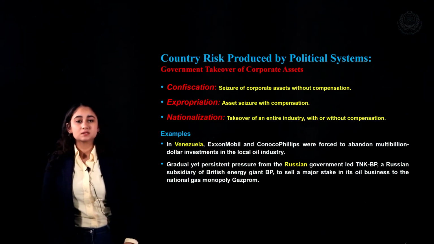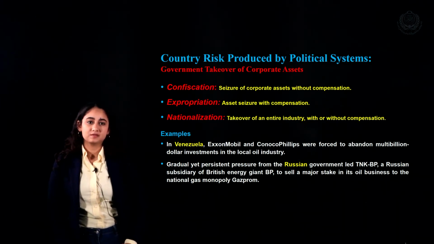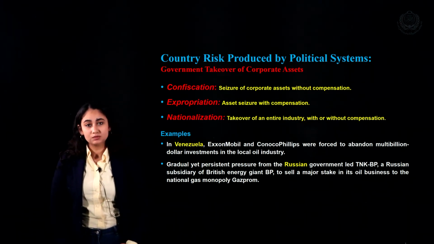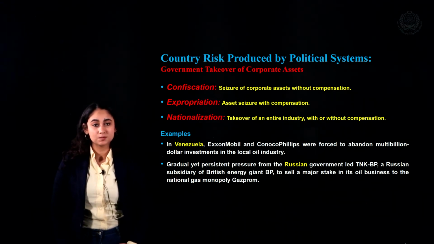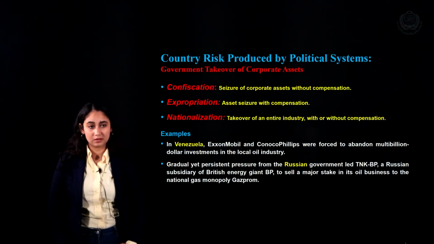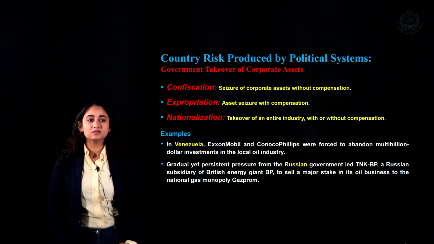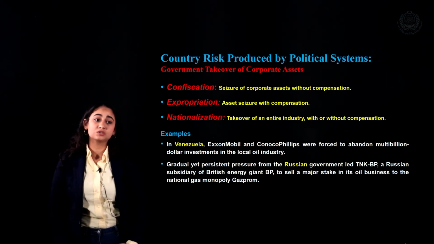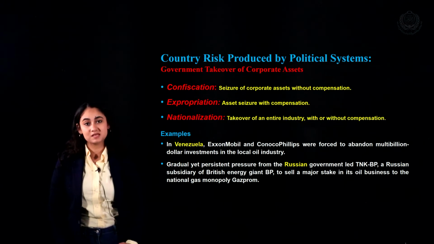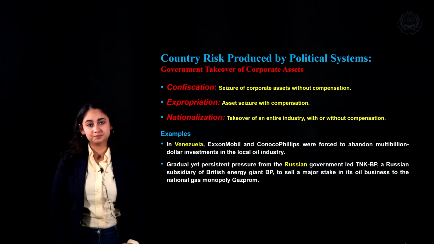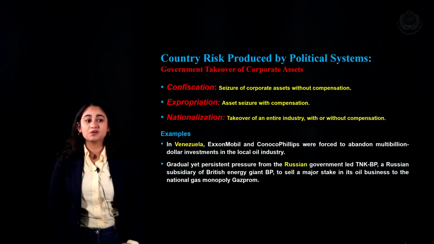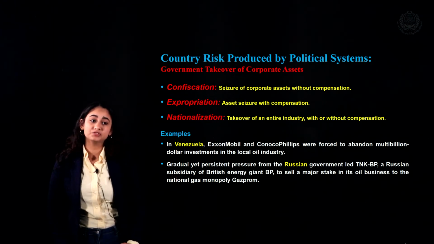Okay, so what is the country risk that could be produced by these different political systems? Usually, as we said, as the government is the main participant in the political system of any market, what can the government do? The government could definitely interfere in multiple ways. One way is that they could take over the corporate assets, and this might seem a bit exaggerated, but this does happen in multiple nations. So the government could take over corporate assets in multiple ways.